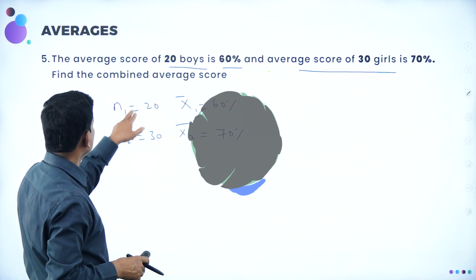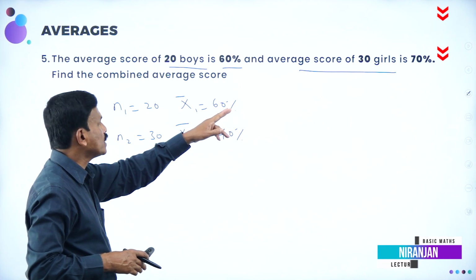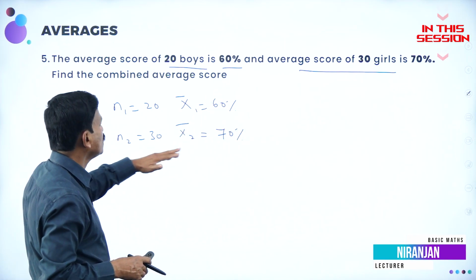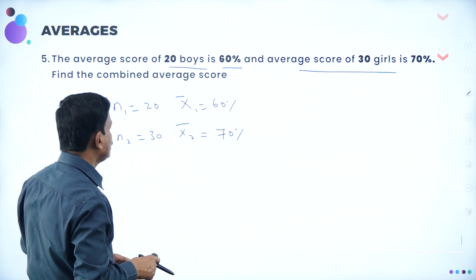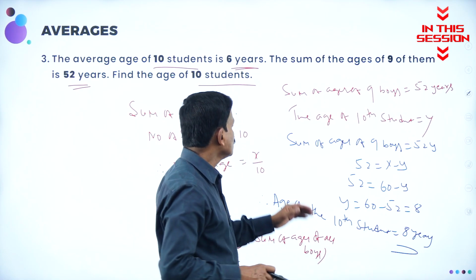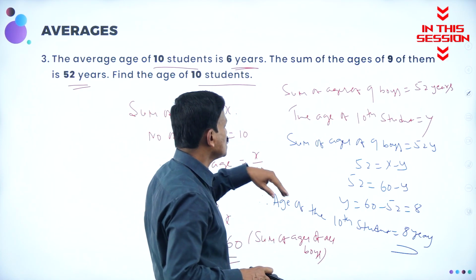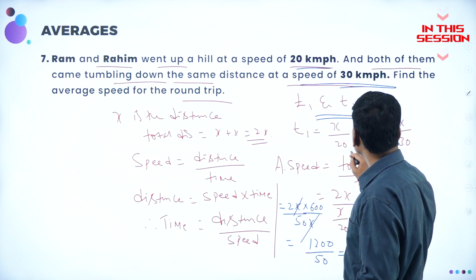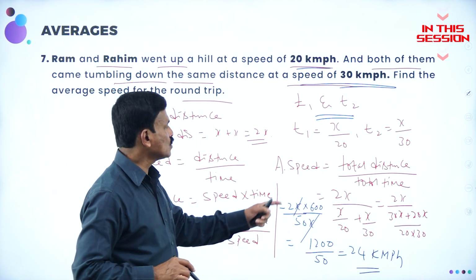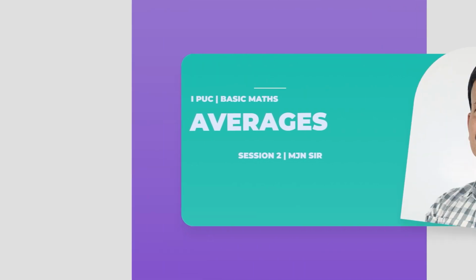The average score of 20 boys, N1 is equal to 20 and X1 bar is equal to 60%, and the average score of 30 girls, N2 is equal to 30, X2 bar is 70%. The age of the 10th boy is considered as Y. Then it is given sum of the ages of 9 boys is equal to 52. Just subtract it, that's it. T1 is equal to X by 20, T2 is equal to X divided by 20. Therefore, the average speed is equal to total distance travelled divided by the total time taken.